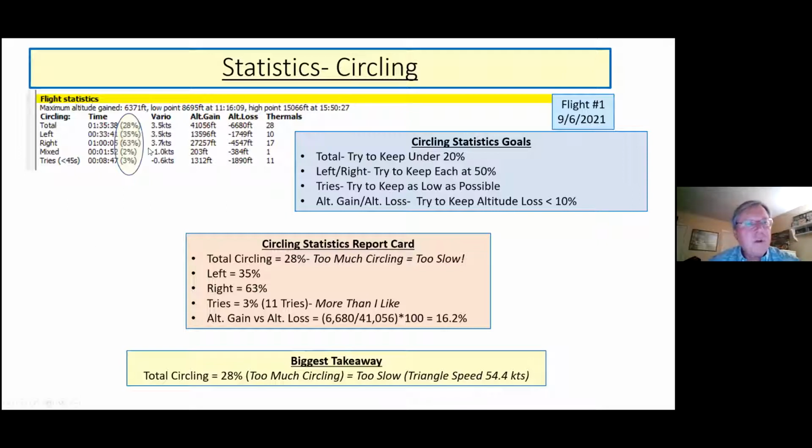And then down below here is the tries. This is something that I try to work a lot on, and I didn't do very good on this flight. This is where you think you're in a thermal and you turn and you waste a lot of time trying to find it, and then you realize it's not a thermal and you move on. Well, I did that 11 times, and that's a lot of wasted time, wasted effort. So that's not too good.